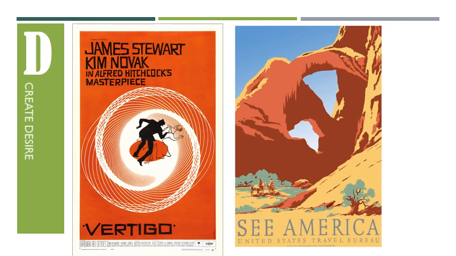So here are two posters that are asking you to do two different things, to create some desire. The first one is a movie poster by Saul Bass for the Hitchcock film Vertigo. So it's trying to create the desire to go see the movie. What is this movie about? You become intrigued, right? Compelling visuals, interesting colors.